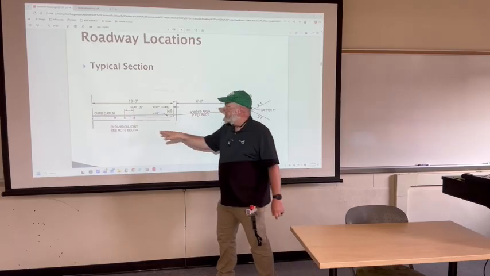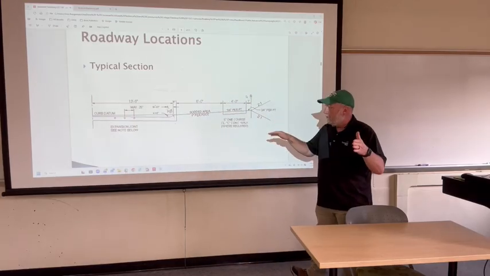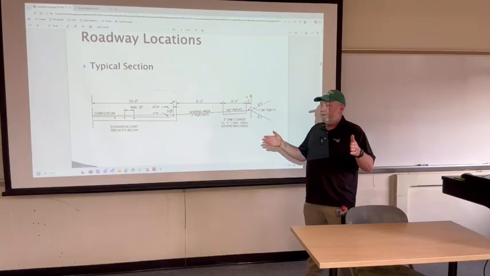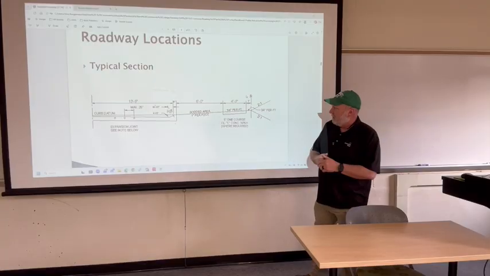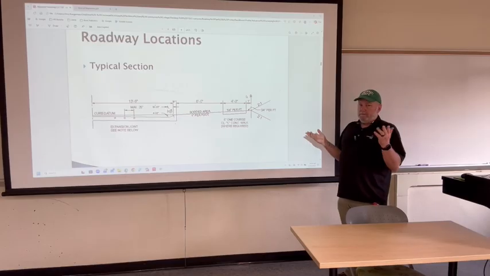Some typical sections, though, you will see what the slope is supposed to be from the center line to the face of curb or edge of pavement. It would probably be listed as something like a 1/4 inch per foot, 1 inch per foot, or whatever.